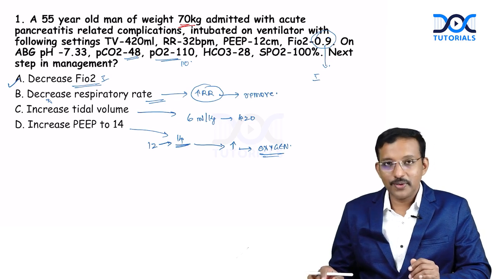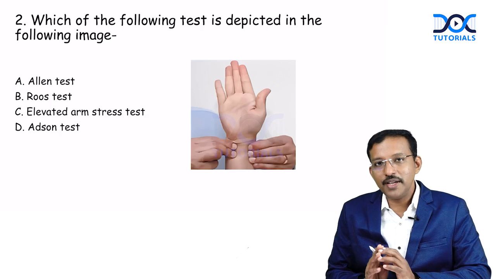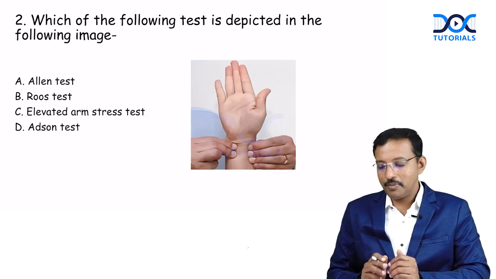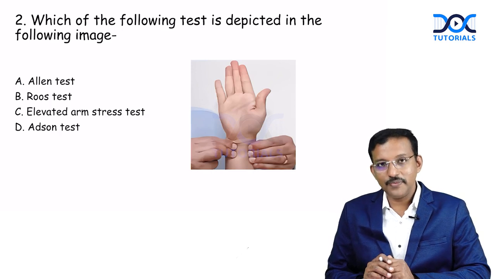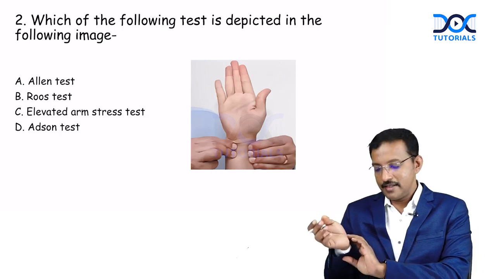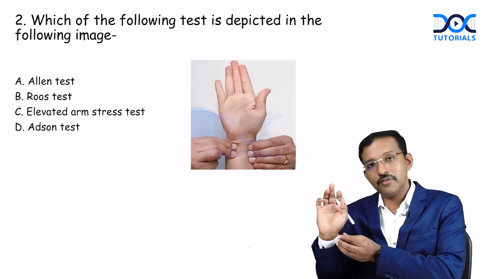Okay, so hope we will see the next question. Now this is again a repeat question which we have already discussed in our previous videos. Which of the following tests is depicted in this image? This is a hand which is occluded from both sides.